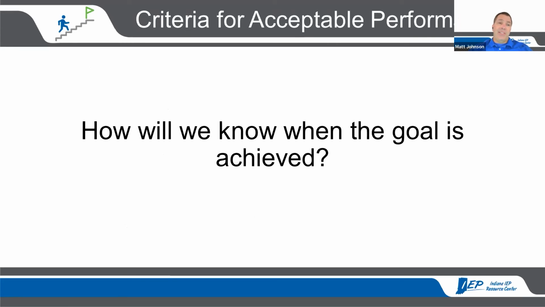So the last piece of this is the criteria for acceptable performance. When we think about this, the bottom line is how we know, given the situation we're putting the student in, we want them to be able to perform a certain skill for us. What level of accuracy are we expecting then? Or what quantity of work, or what's fluency, and all those kind of things. How are we going to know when this goal is achieved?